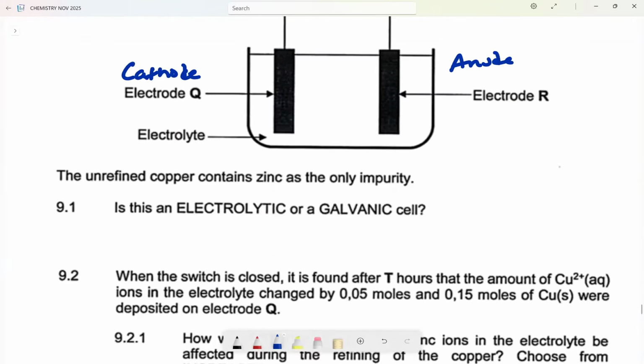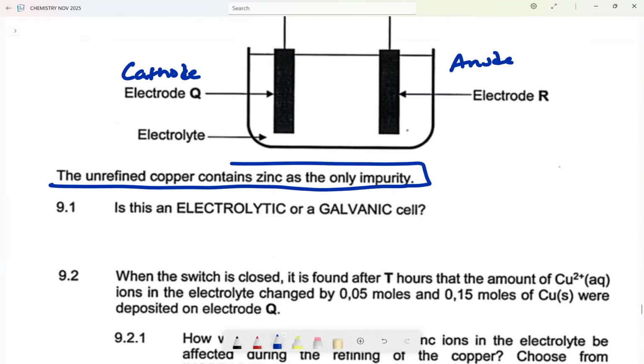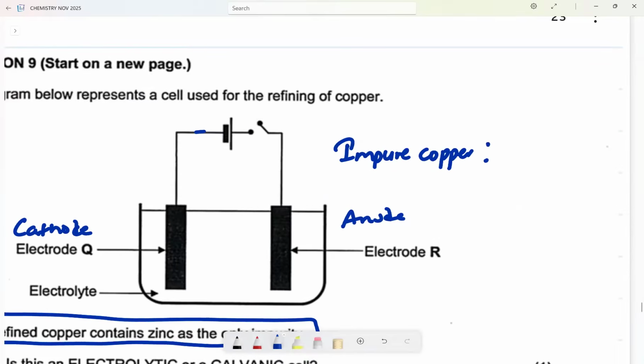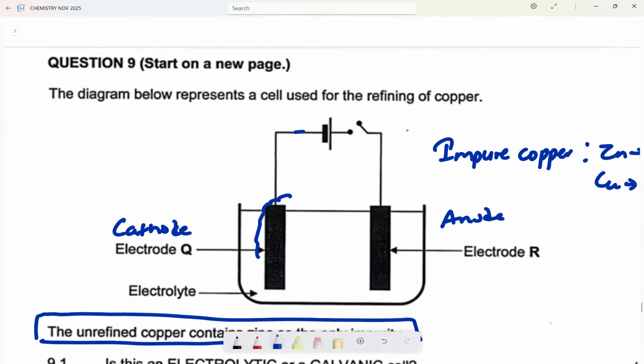And we are told that the unrefined copper contains zinc as the only impurity. So here we have impure copper, and impure copper has zinc. Remember, it is the anode. Also, the copper here will undergo oxidation. So these are the impure, but we know that we want to refine copper. So here we will have copper deposits.